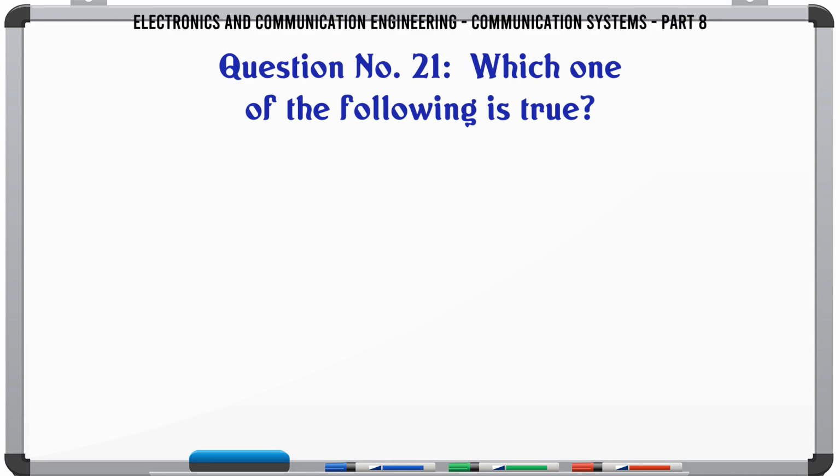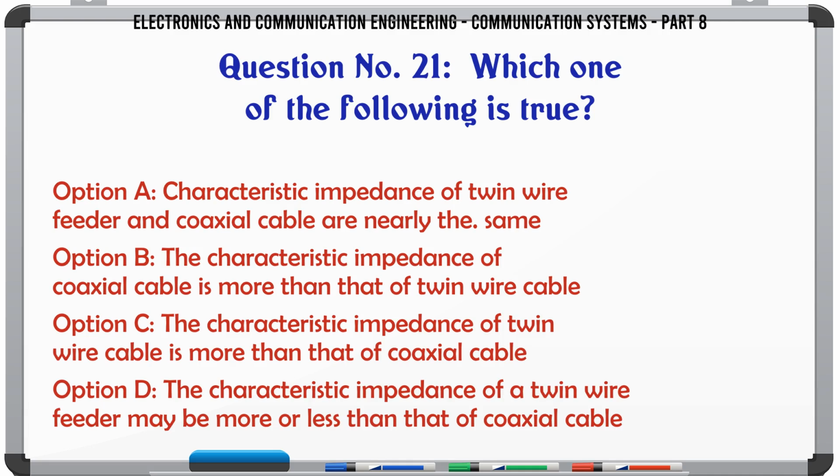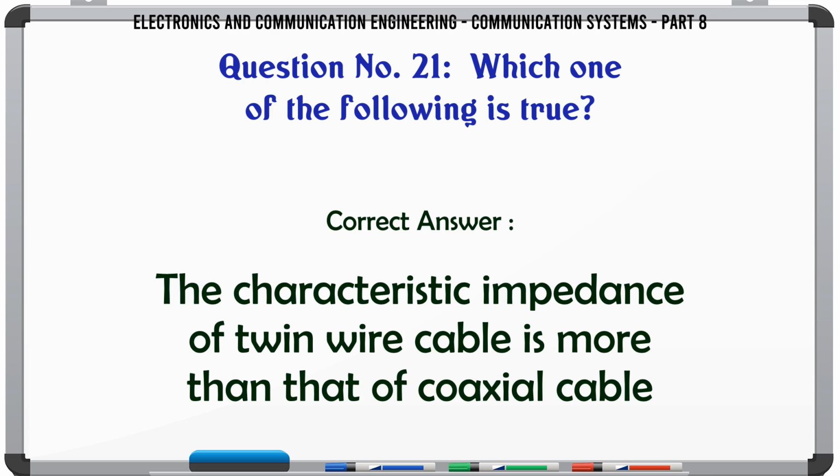Which one of the following is true? A. The characteristic impedance of twin wire feeder and coaxial cable are nearly the same. B. The characteristic impedance of coaxial cable is more than that of twin wire cable. C. The characteristic impedance of twin wire cable is more than that of coaxial cable. D. The characteristic impedance of a twin wire feeder may be more or less than that of coaxial cable. The correct answer is the characteristic impedance of twin wire cable is more than that of coaxial cable.